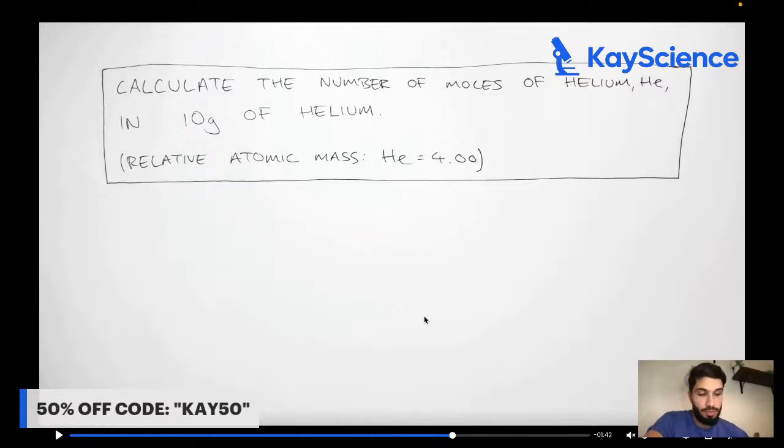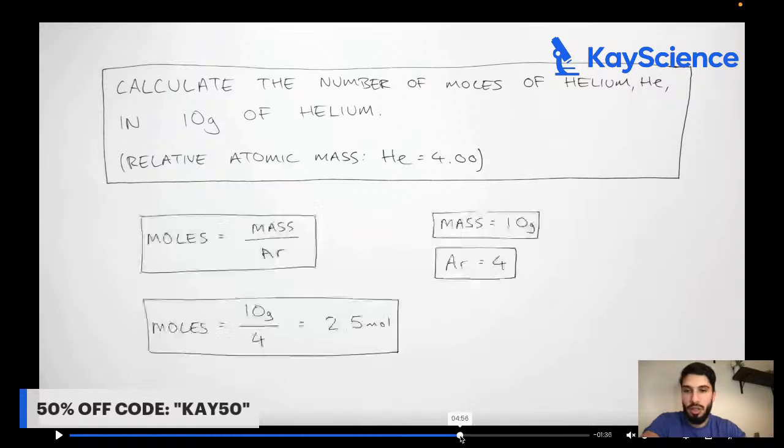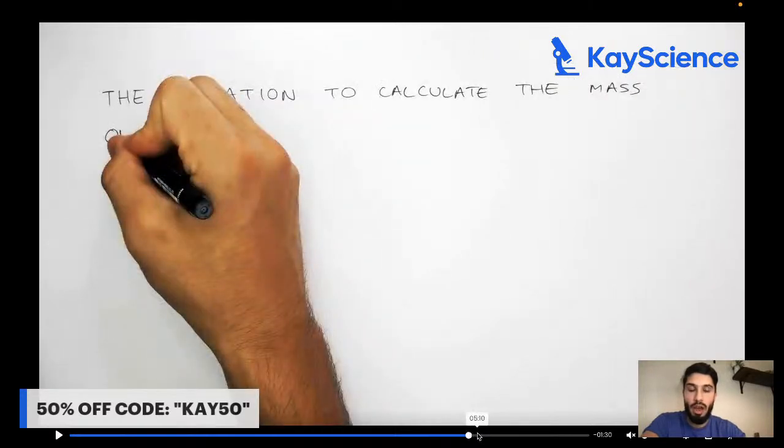All right. You had plenty of time to do it, if I'm honest. It's not a difficult one. So let's go through it. We're calculating the number of moles of helium in 10 grams of helium. So what we do, we write out the equation: moles equals mass divided by AR. We know that the mass is 10 grams and the AR of helium is 4. So we just do 10 grams divided by 4. So we have 2.5 moles. That's literally it. That is all you do.